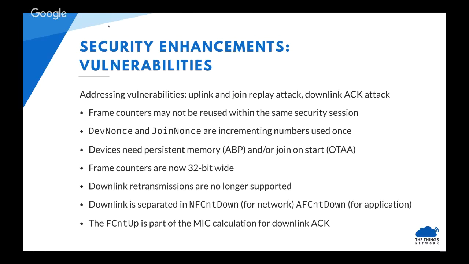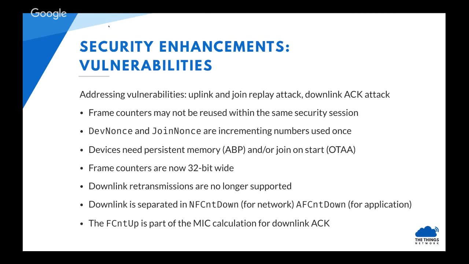Another change is that the number used once, the DevNonce and AppNonce in LoRaWAN 1.0. AppNonce is renamed to join nonce, but it's basically the same thing. They are not random anymore, but they are now incrementing numbers, and they should also be stored on persistent memory on the end device. Basically all end devices need persistent memory. I think that's a big change. Many end devices so far did not support persistent memory, and basically from 1.1 this is not supported anymore.